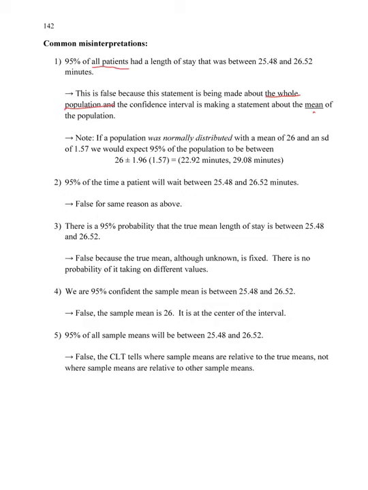So just as a little side note here, if the population was normally distributed with a mean of 26 and a standard deviation of 0.57, this would be back from like what we did on the first test. We would expect that 95% of the population to be between 22.92 and 29.08. So notice how much larger than the confidence interval for the mean that is.